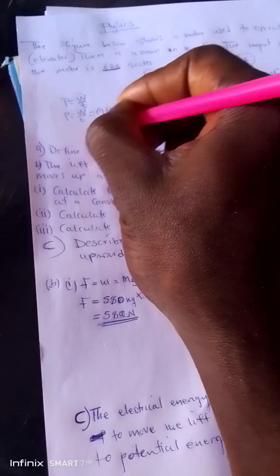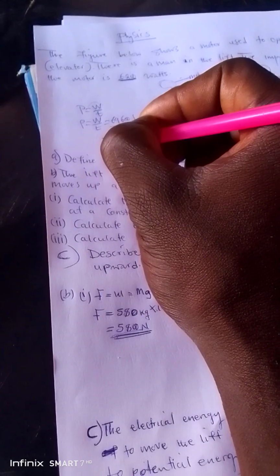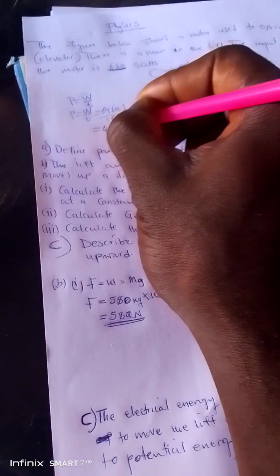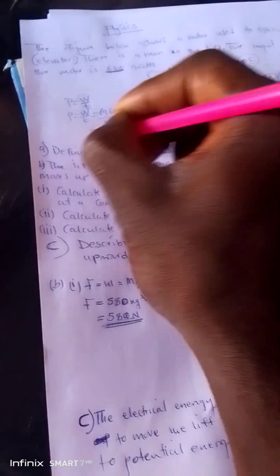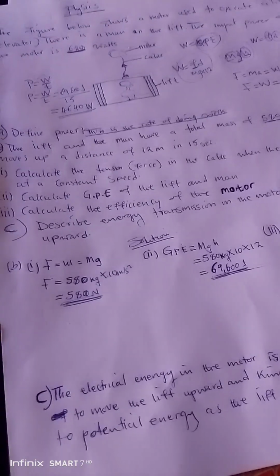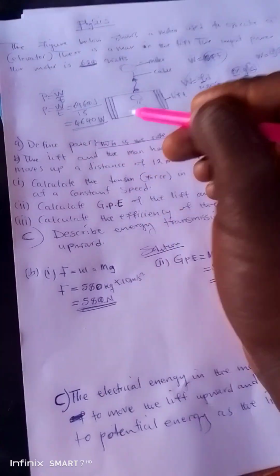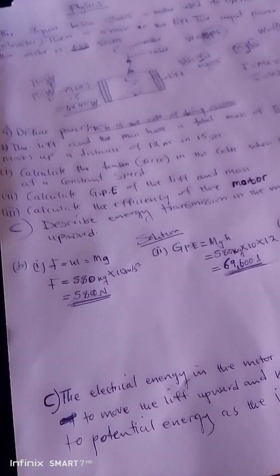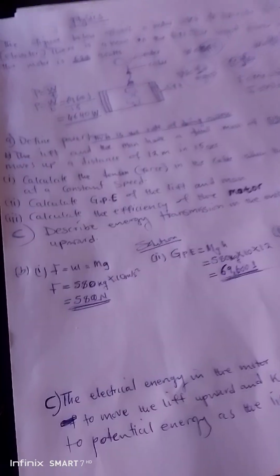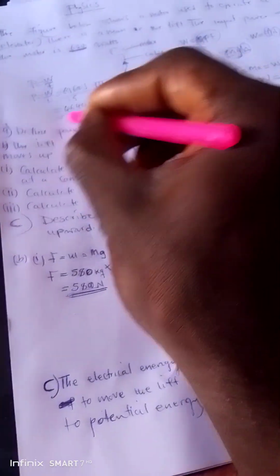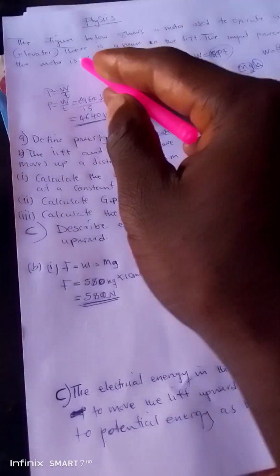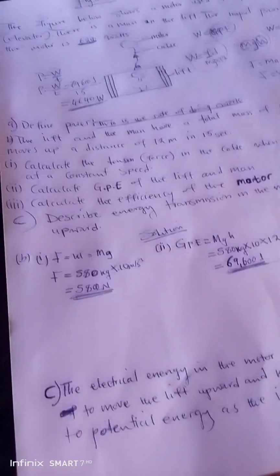You are going to find 4,640 watts. So this becomes the power output, the power that was used up. Okay, so this was the power that was used, and this is the power that was provided.